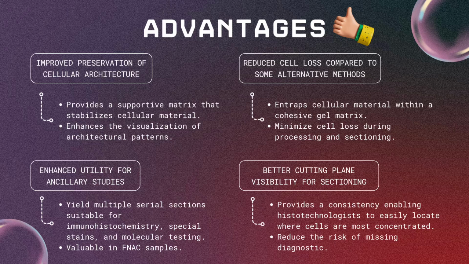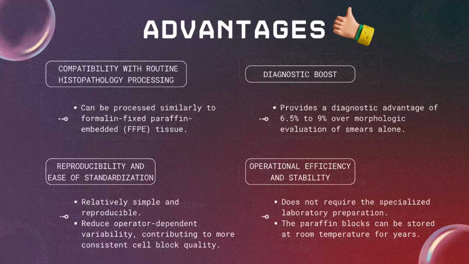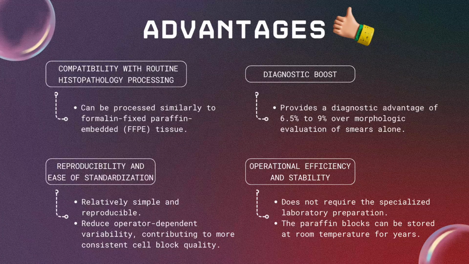Next, histogel also provides better cutting plane visibility during sectioning. Because the gel creates a uniform and consistent block, histotechnologists can easily locate the plane where cells are most concentrated. This reduces the risk of missing diagnostic areas during microtomy and ensures that the most informative part of the cell block is examined. In addition, histogel is compatible with routine histopathology processing. Cell blocks prepared with histogel can be processed just like formalin-fixed paraffin-embedded tissue.